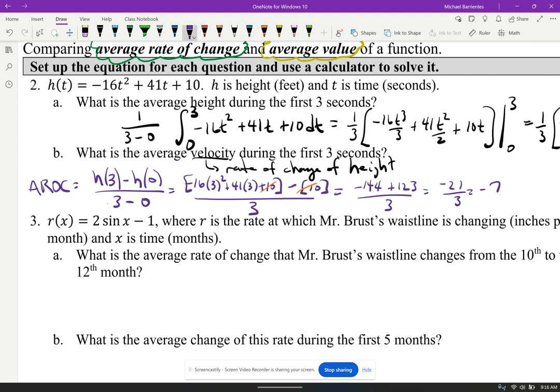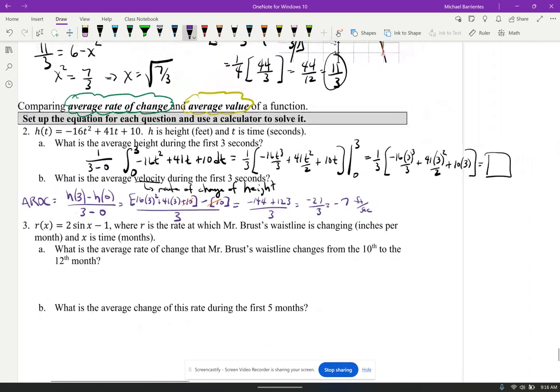So wait, what are the units of this? Well, since we were looking for the average velocity, the heights are measured in feet, the numerator. The times, the denominator, are measured in seconds. So this is negative 7 feet per second. So in that window of the first 3 seconds, the height is decreasing at a rate of 7 feet per second. But that's different from the units on letter A, because since we're looking for the average height, the units there are really just feet. On letter B, I'm looking for the rate of change because I'm looking for the average velocity, and therefore I have a rate type of unit.